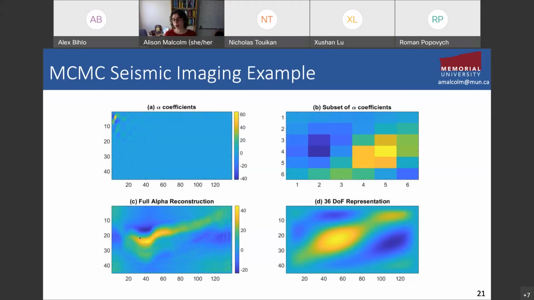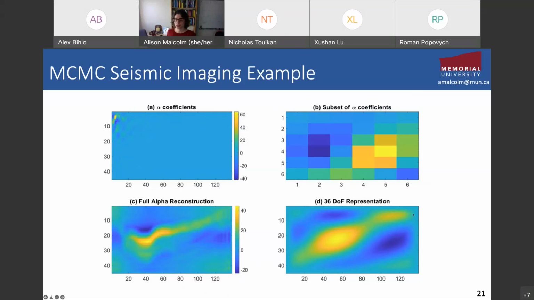But with Markov chain Monte Carlo, because you're sampling this large space, and you need to calculate many, many models to sample that large space, you run into the curse of dimensionality. So you just can't do it. You get too many dimensions to sample in, and every dimension you add is like an order of magnitude in terms of the number of models you need to test. And so this is the best we can hope to recover. This is 36 degrees of freedom.